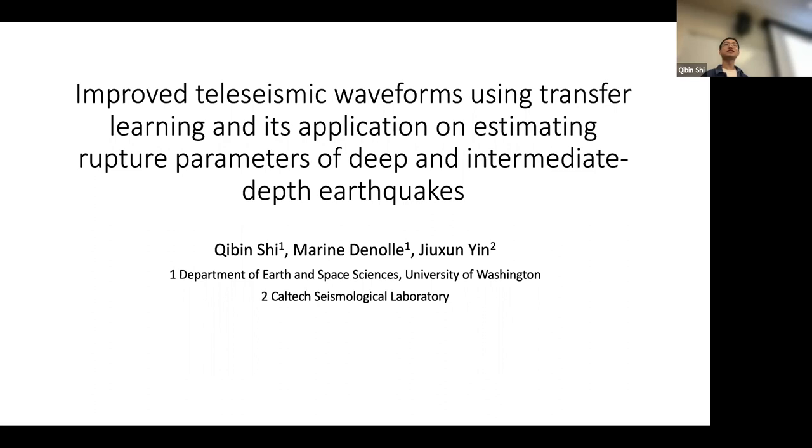The title of this talk is Improved Teleseismic Waveforms Using Transfer Learning and Its Application on Estimating Rupture Parameters of Deep and Intermediate Depth Earthquakes.